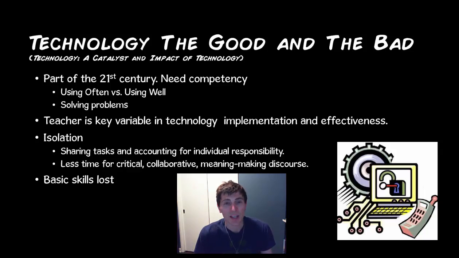So on the bad side, technology can often isolate students. And so if they're sharing tasks and accounting only for what they individually have to be responsible for, what happens is they isolate themselves, and they have less time for critical, collaborative, or meaning-making discourse with their peers. And if there's all this technology, they may also lose basic or fundamental skills that doing something the old-fashioned way would teach them, that maybe they bypass.